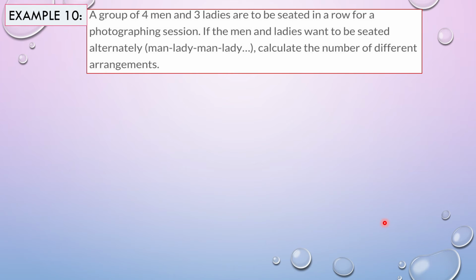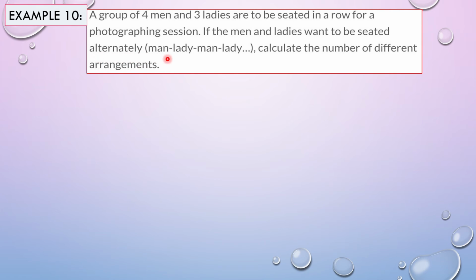Okay, example 10. A group of 4 men and 3 ladies are to be seated in a row for a photographing session. If the men and ladies want to be seated alternately, that means man, lady, and so on, calculate the number of different arrangements. Okay, now, so here we have 4 men, 3 ladies. We want to arrange all of them. Okay, but with condition. So what is the condition?